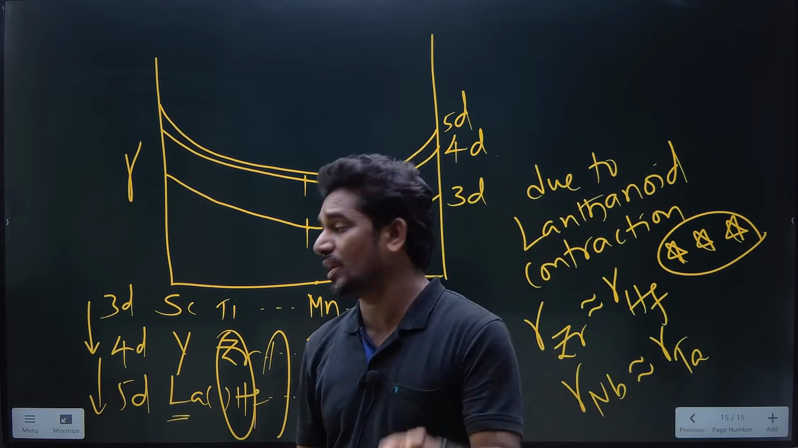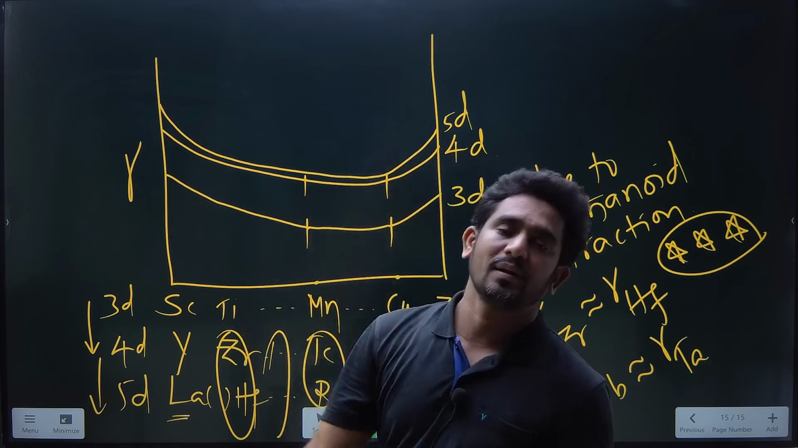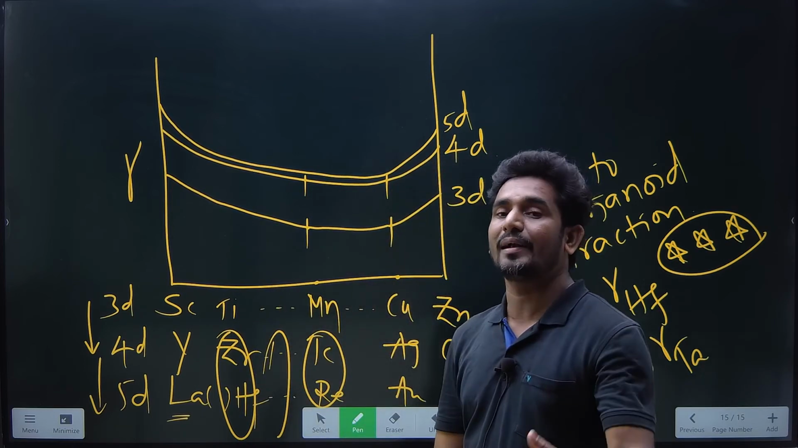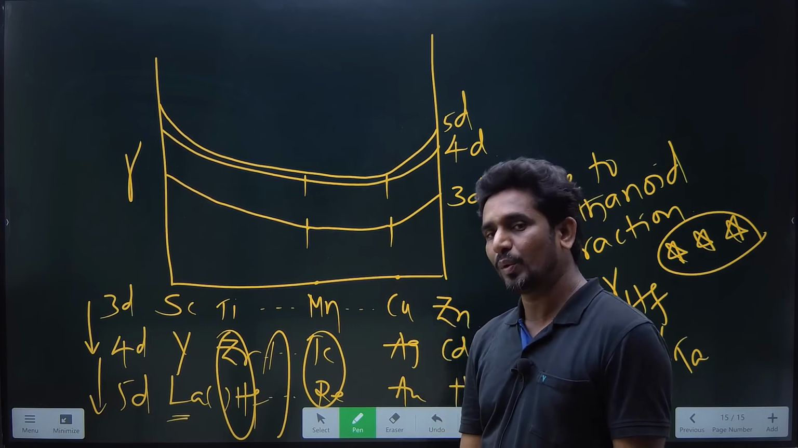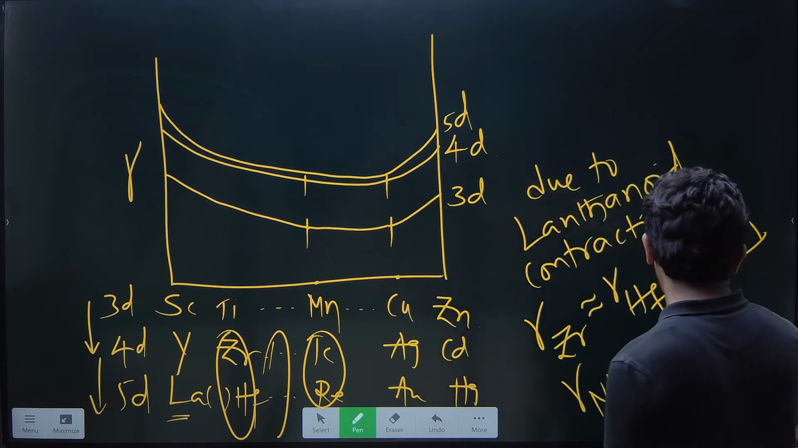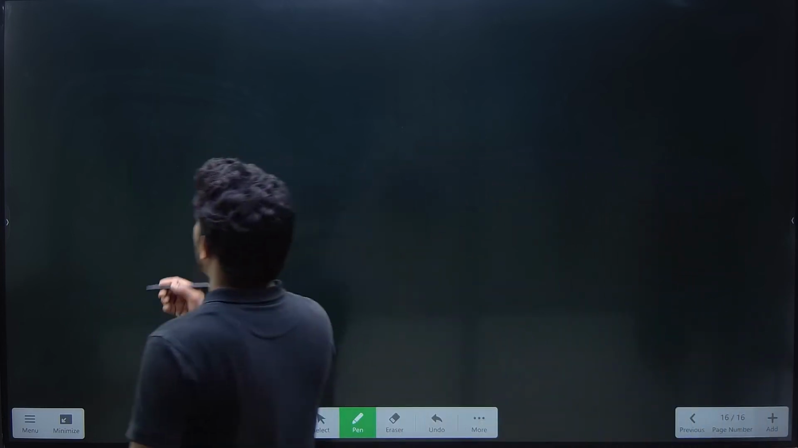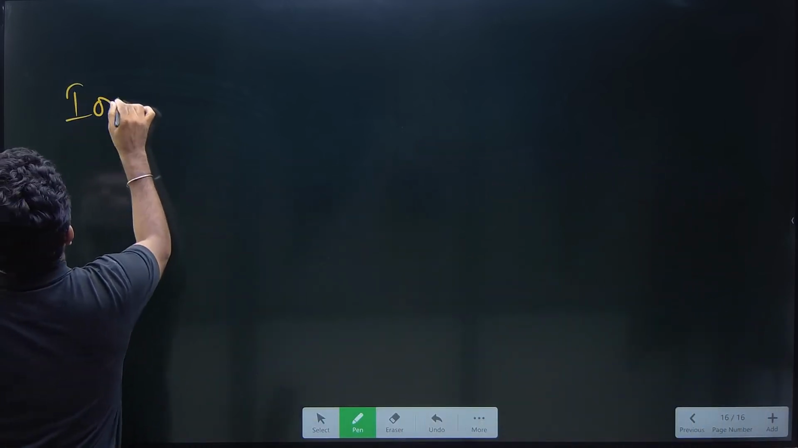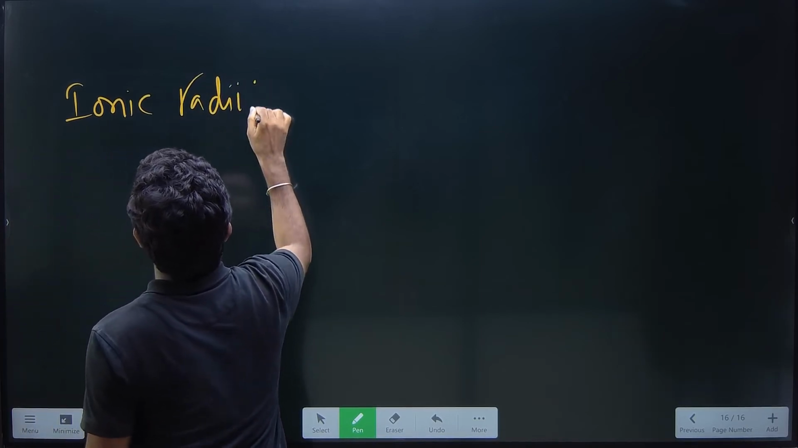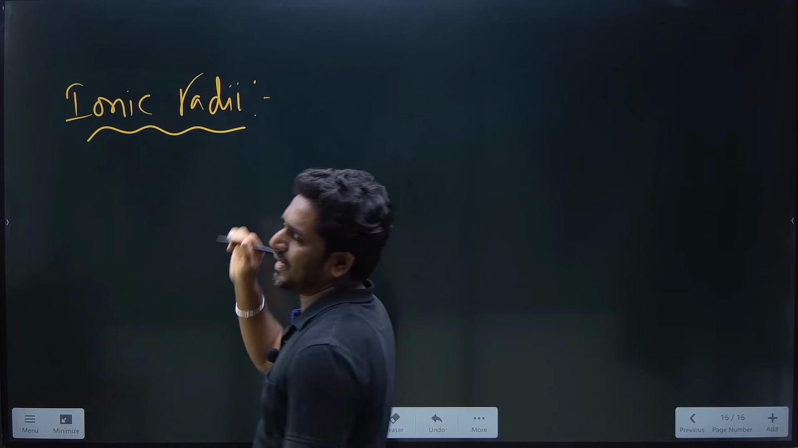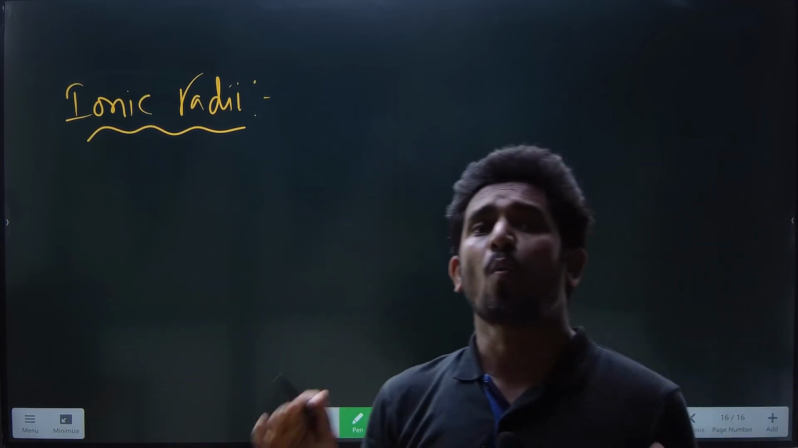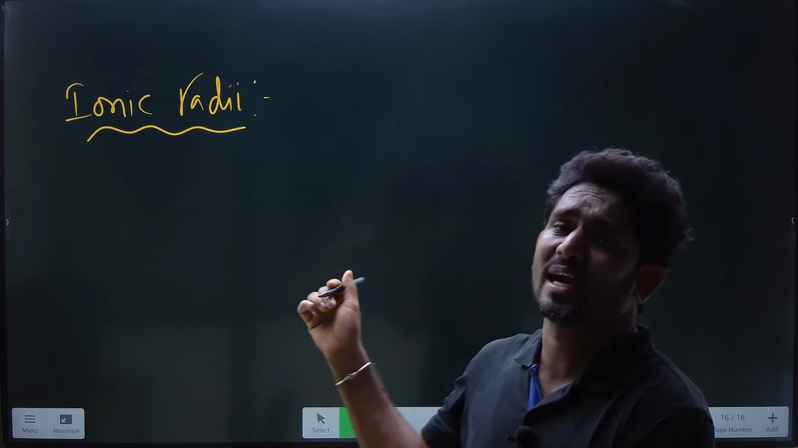Okay, so this is the graph of radii versus atomic numbers of elements. So this is atomic radii. Okay, but what about ionic radii? What is ionic radii? Now tell me, when compared to the atomic radii, is ionic radii more or less? Obviously less. Why is ionic radii less? Because which ions will they form?